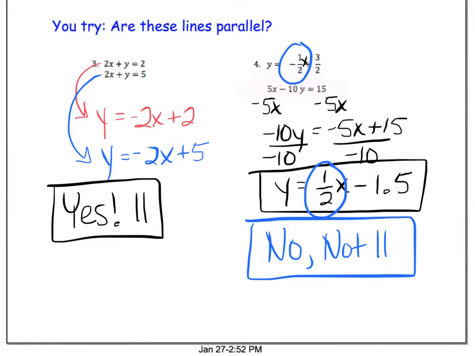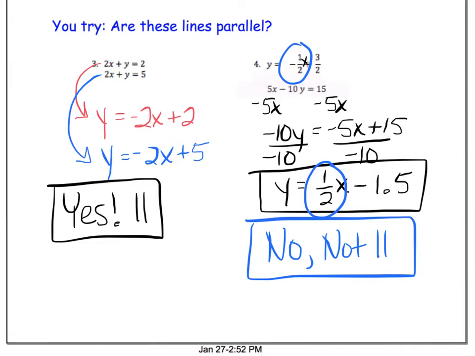Now here's the grand finale. We can write equations for lines that are parallel to ones that we are given. They will always give you an equation for a line, and then they're going to tell you that the parallel line's equation that you're going to write needs to pass through a certain point.